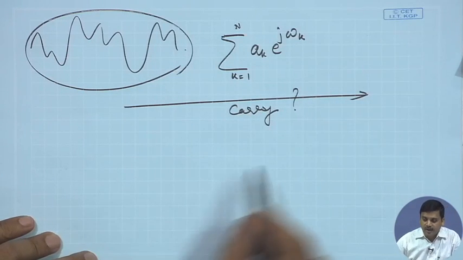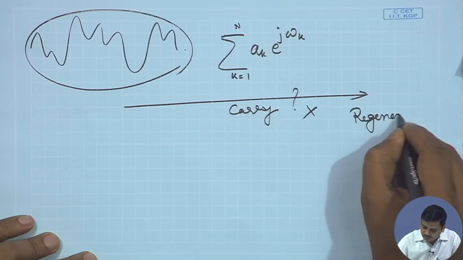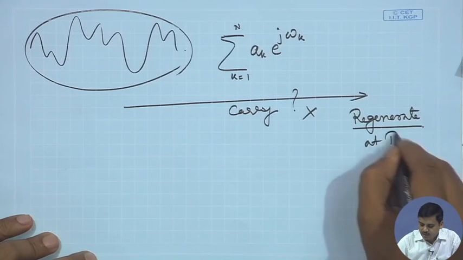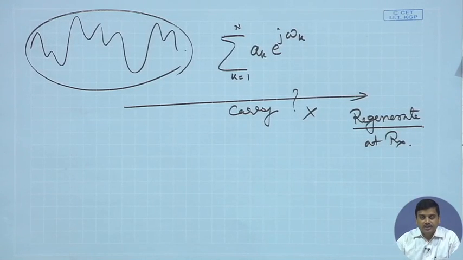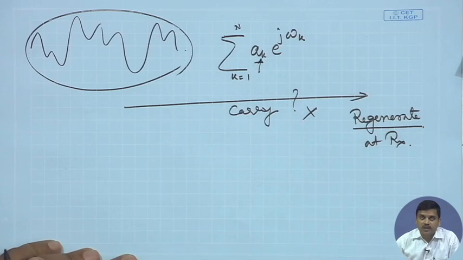You probably don't need to carry it. You can simply regenerate it. You can simply regenerate it at the receiver. Now to regenerate it at the receiver, what do you need? What you need is basically these coefficients which capture both amplitude as well as phase.